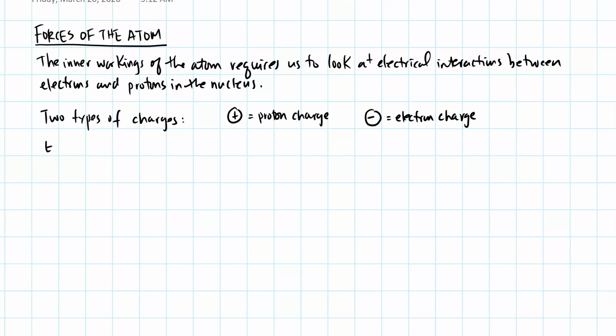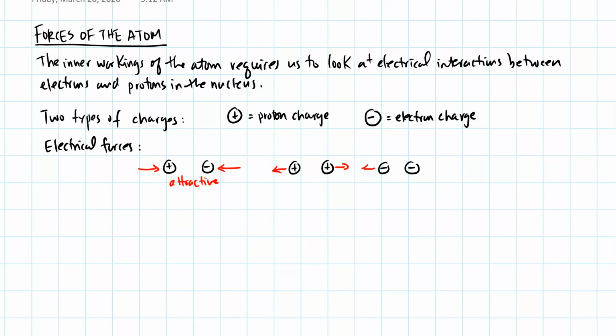So the electrical forces behave as follows. If I have a positive and a negative charge close to each other, they feel an attractive force. On the other hand, if I bring two proton charges together like this, or two negative charges close to each other, what we find is that they feel a repulsive force where they push off each other.